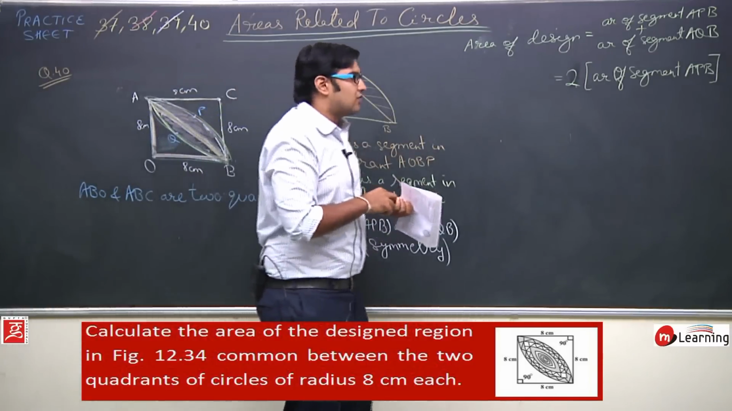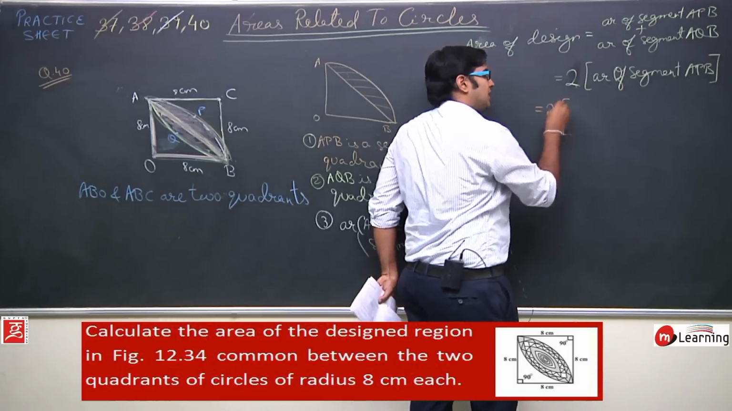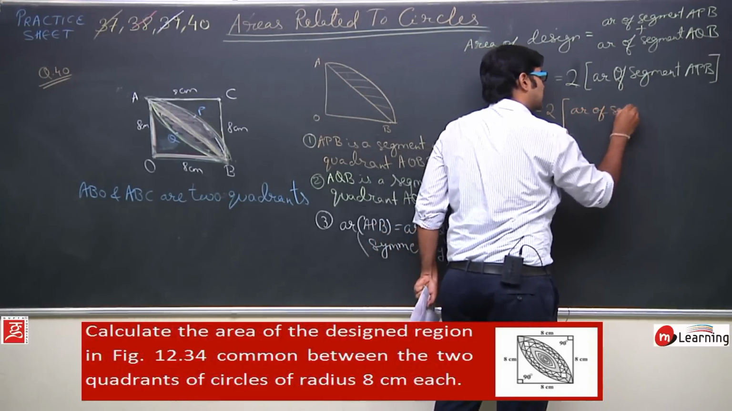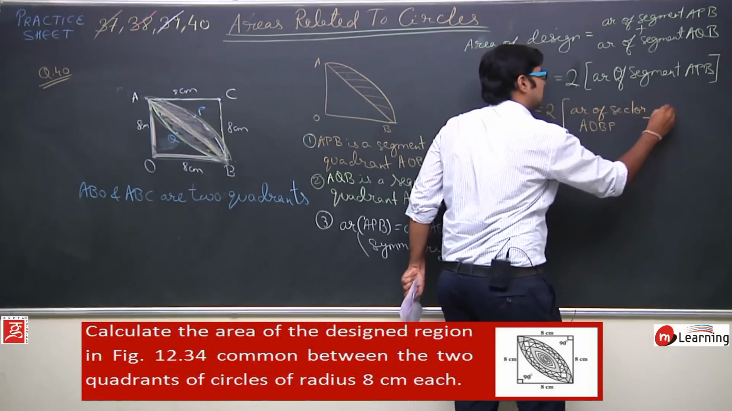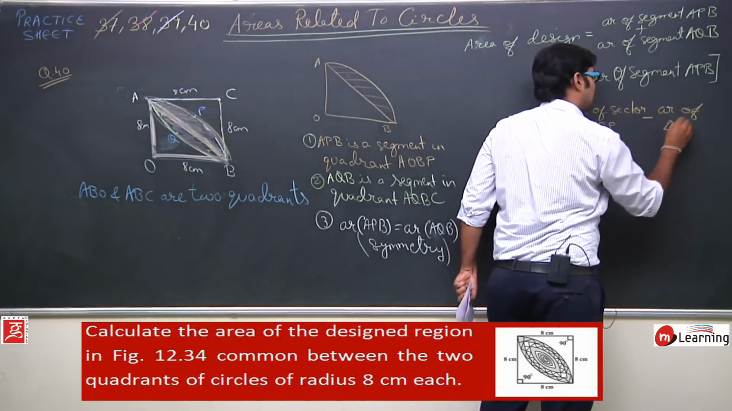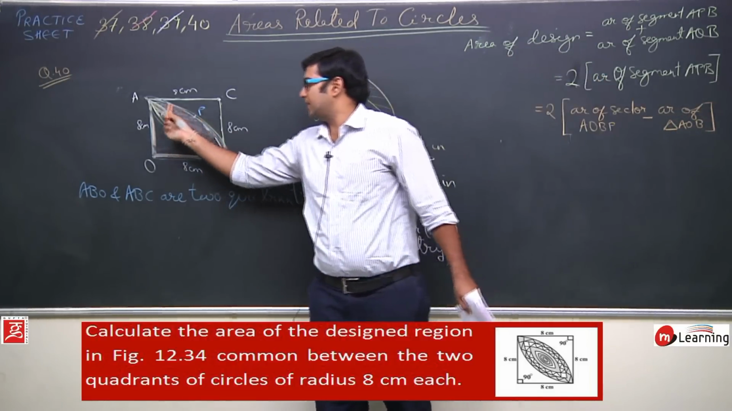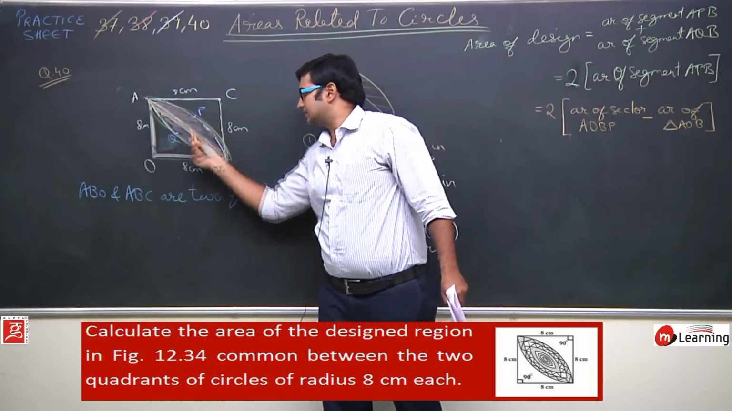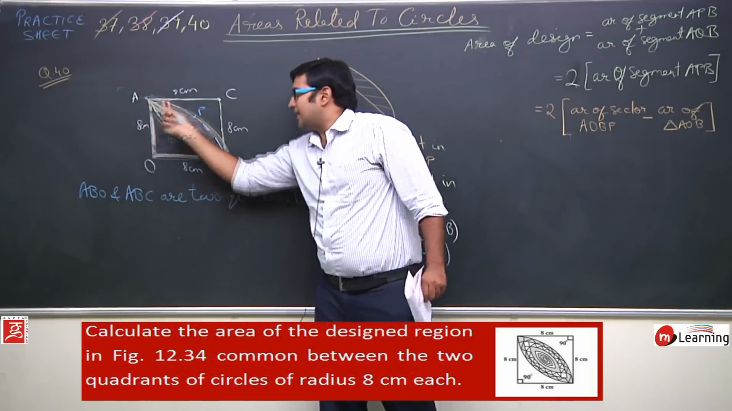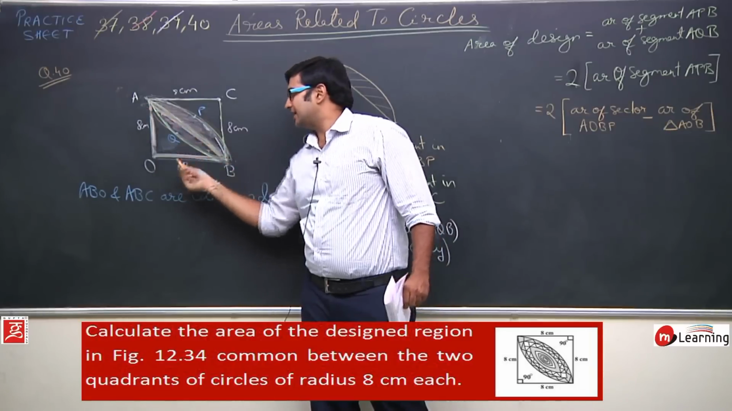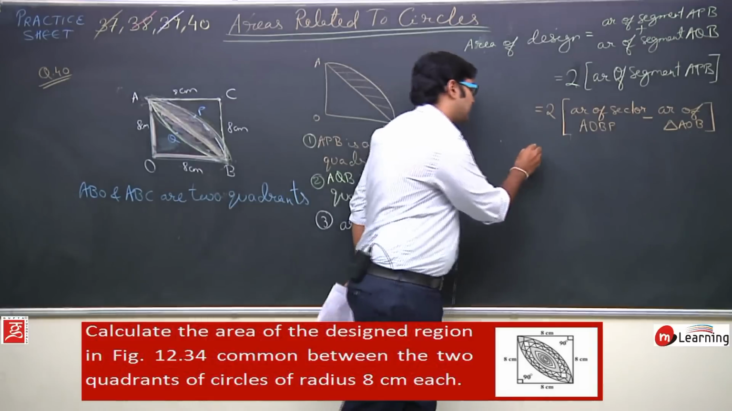Now how should I calculate the area of segment APB? It will be equal to 2 times the bracket, area of segment APB is area of sector AOBP minus area of triangle AOB. Now try to understand, I am talking about this particular segment APB. For this segment, the area will be from this sector. If I subtract the area of triangle AOB, I will get the area of this segment. So this will be equal to 2 times.